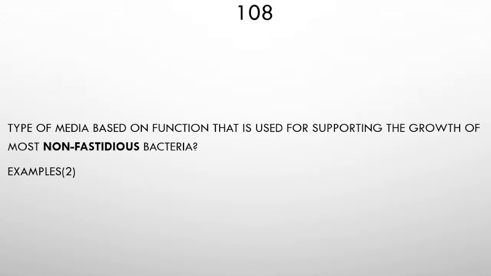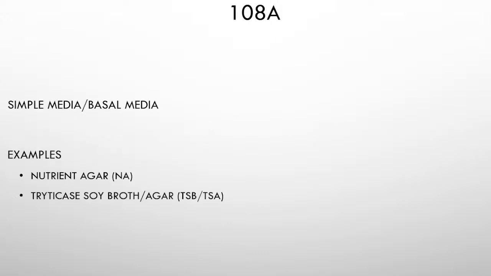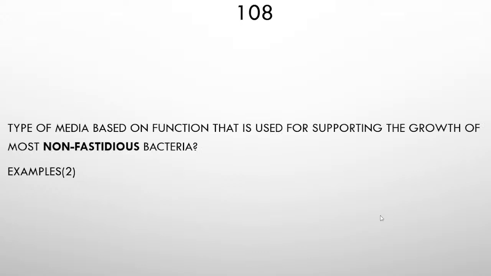All right. Now, let's move on to media based on function that is used for supporting the growth of non-fastidious organisms. We have the simple or the basal media. An example of this is nutrient agar and trypticase soy broth. All right. It doesn't have any specific components inside. I would say components, not elements.